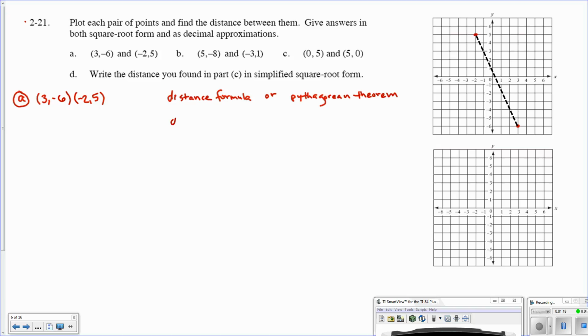Remember, the distance formula is going to be the distance equals the square root of the difference between the x coordinates of 2 points squared plus the difference between the y coordinates of 2 different points squared. And you could work through this backwards and figure out this is the same thing as doing your Pythagorean theorem, which is a squared plus b squared equals c squared.